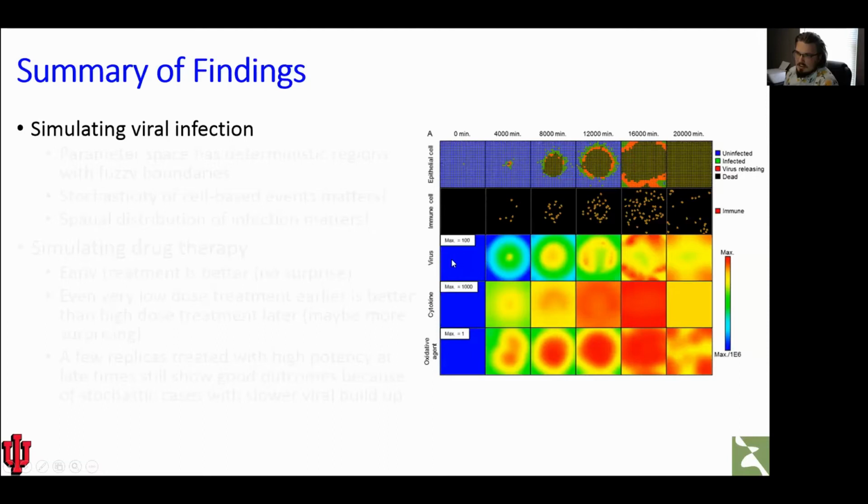extracellular virus field over time. Red values show higher levels of the virus, and blue shows lower values. And you can sort of make the connection here between where the virus releasing cells are shown here in red, and then corresponding higher levels of extracellular virus. There's also the cytokine field. Again, this is the field that's mapped to the compartmental model of a lymph node that then has a corresponding introduction of immune cells into the domain. And then there's the oxidative agent secreted by activated immune cells that at sufficiently high levels will also contribute to cytotoxic killing of epithelial cells.